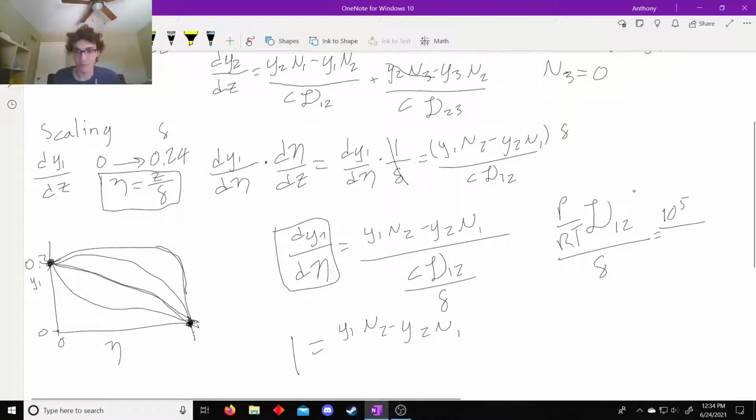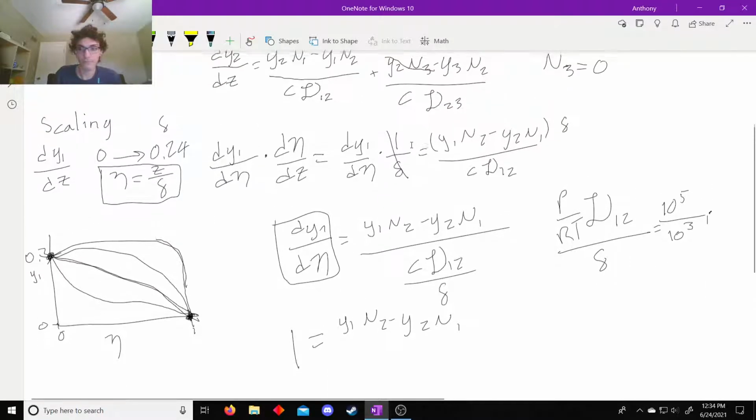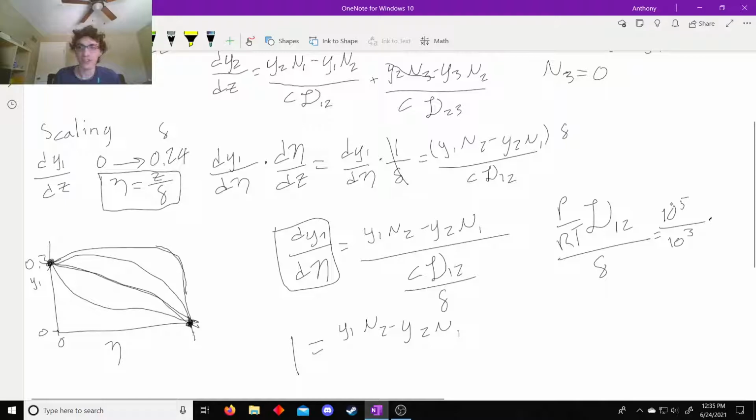Again, this is all estimation. So we'll call that 10 to the third times our Stefan-Maxwell coefficient of diffusion. This is 8.48 millimeters squared per second, so this is going to be about 10 to the negative 5. And then our delta is 1 from scaling. So these cancel, and we're left with 10 to the negative 3. So I will put 10 to the negative 3 down here.